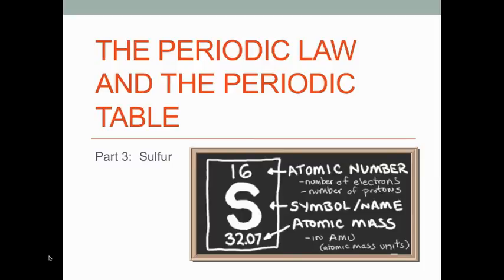Today we'll be talking about the periodic law and the periodic table, part 3, the family or group that contains sulfur. We'll spend a particular amount of time on sulfur.